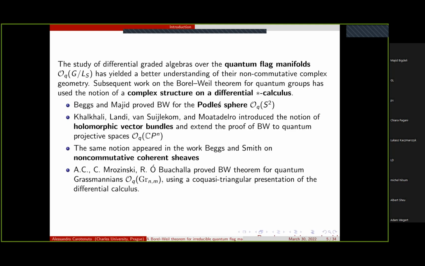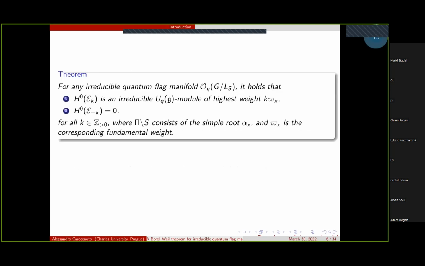Now, in principle, this approach is probably possible also for the other irreducible quantum flag manifolds. The Grassmannian is an example of irreducible flag manifolds, but it's not doable. We have to take another route to prove the Borel-Weil theorem for these other ones. So let me state the theorem.